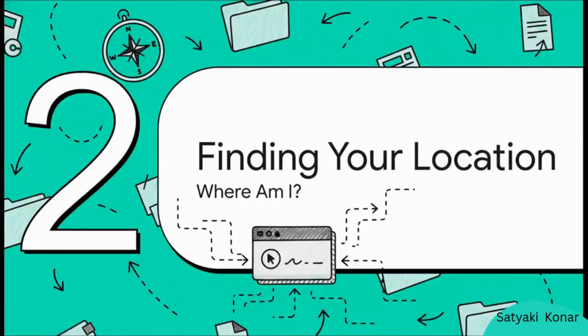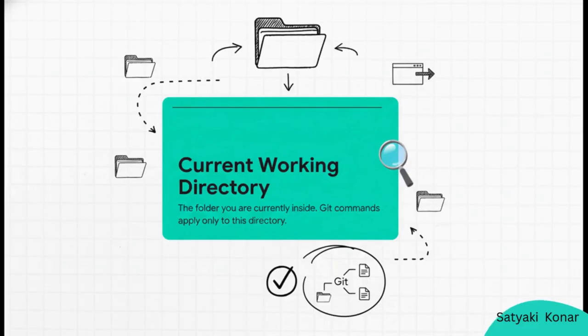All right, so how do we solve this big problem of being lost? Well, the very first step is learning how to figure out where you are at any given moment inside that blinking cursor of the terminal. The place you're standing in the terminal has a name. It's called your current working directory. And here's the crucial part. Any command you type, especially a Git command, is only going to apply to what's inside this one specific directory.